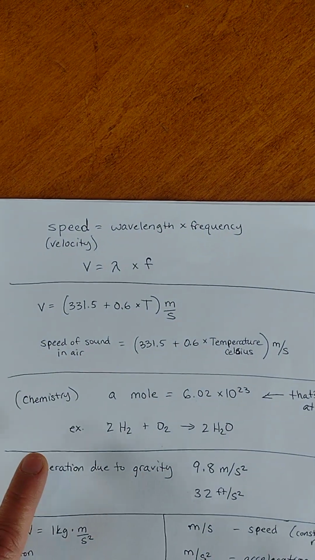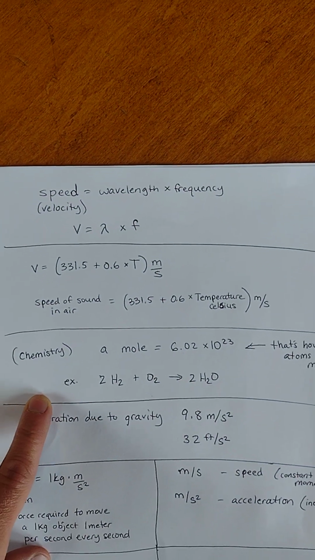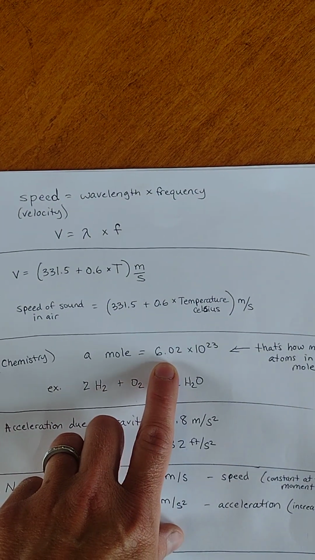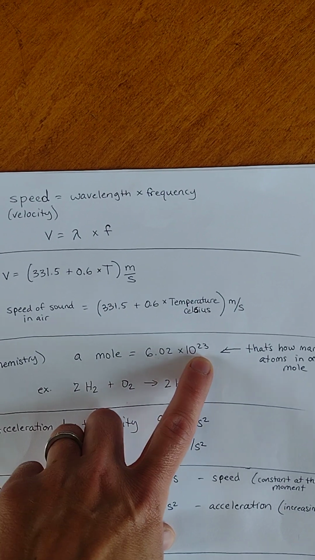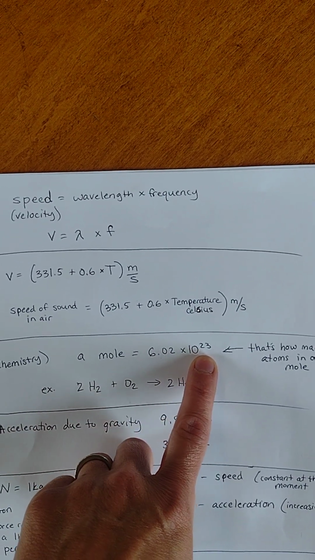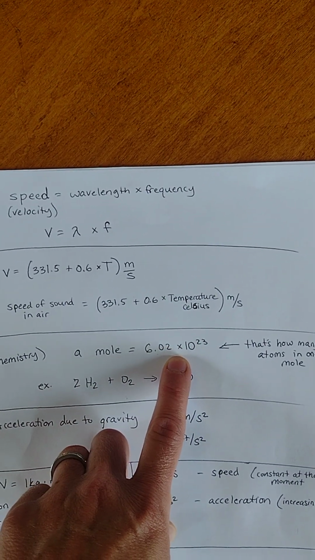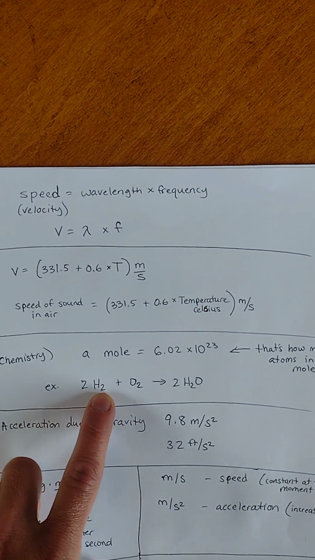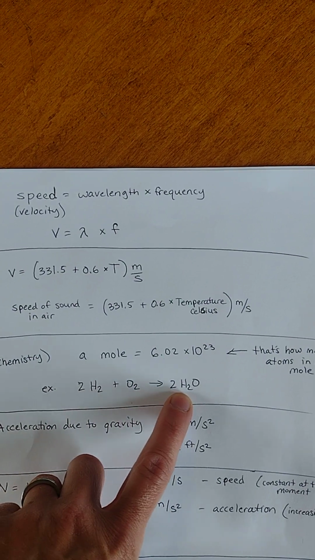The next one is a chemistry unit, so it's just a mole, and that's 6.02 times 10 to the 23rd atoms. It's just a whole bunch of atoms, and they put this amount together, and it's called a mole. So it would be like 2 moles of this plus 1 mole of this equals 2 moles of this.